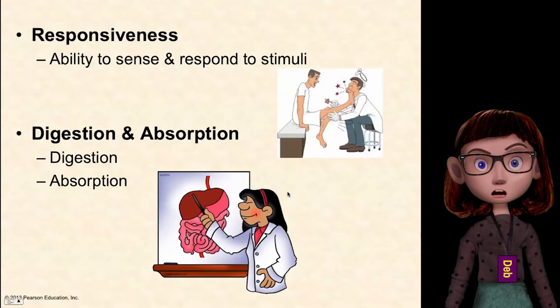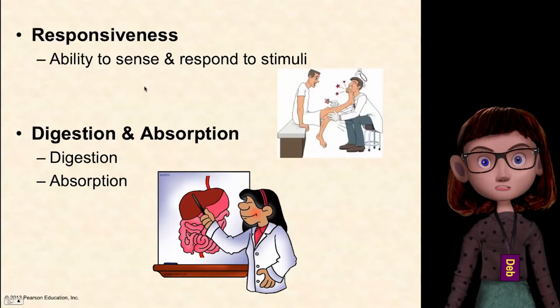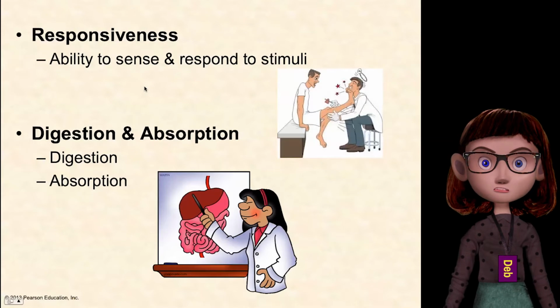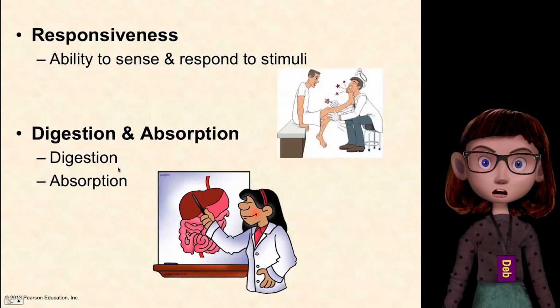Responsiveness, and this little figure is illustrating a deep tendon reflex, actually the patellar reflex. This responsiveness includes your ability to sense and respond to stimuli. And digestion and absorption, of course, these are two separate processes, and we'll be talking a lot more about those when we get to the digestive system.